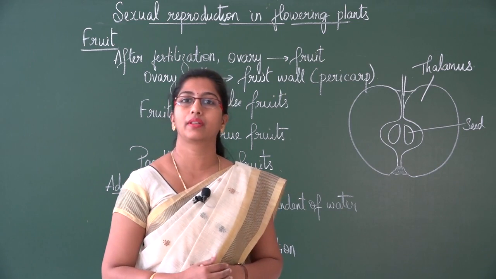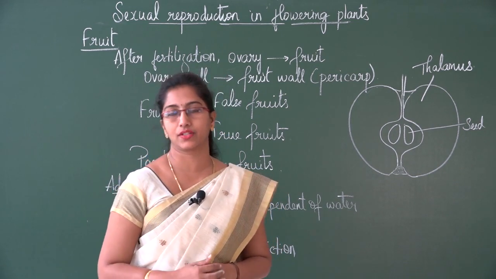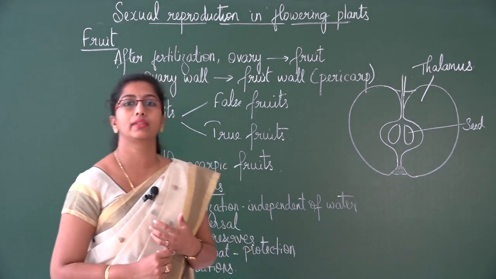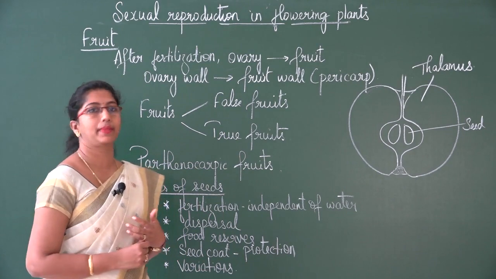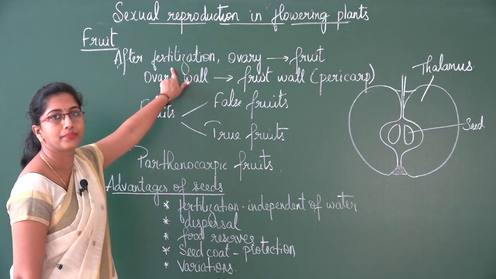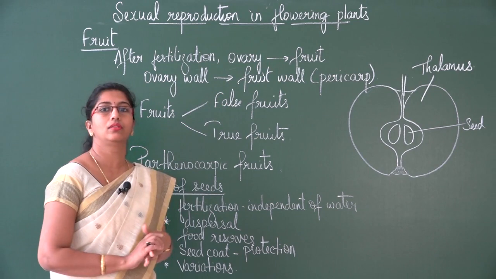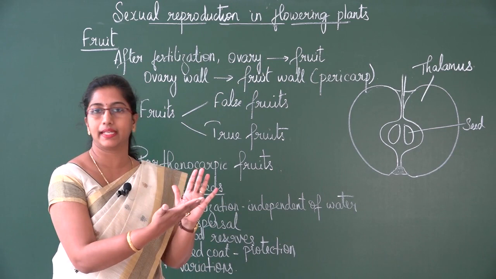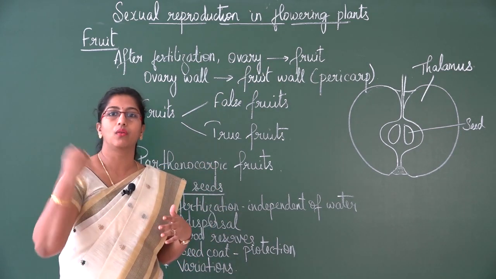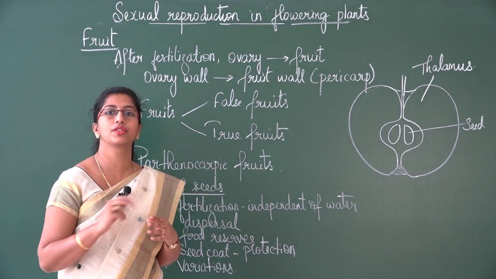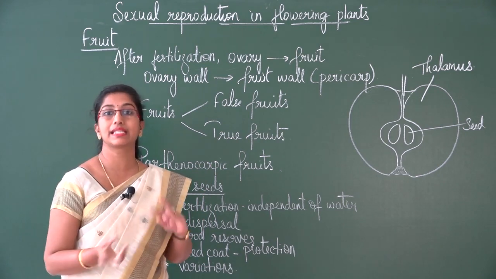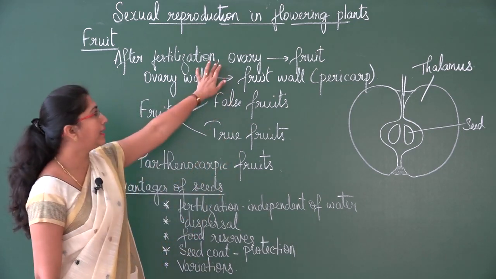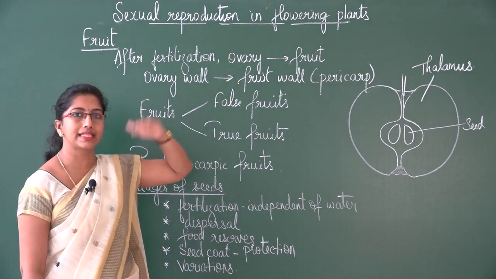Another important event which takes place after fertilization is the formation of fruit. Now when we say fruit, you know that ovary is developing into fruit. So after fertilization, ovary is developing into fruit. So first we studied about ovule developing into seed. Now we are studying about ovary developing into fruit. But you should know that both the things are happening simultaneously. Ovule developing into seed and ovary developing into fruit, both are happening at the same time.